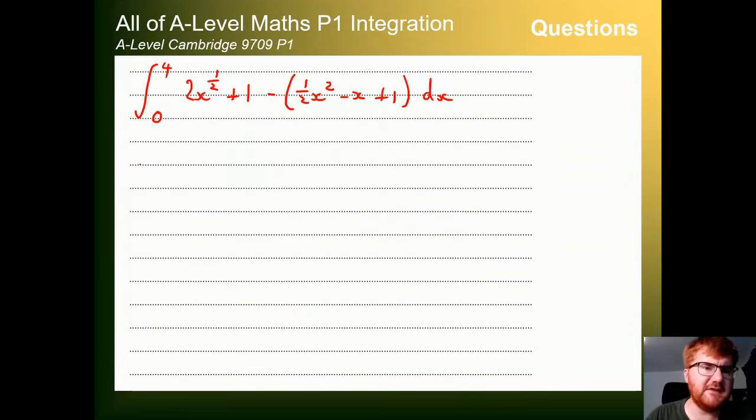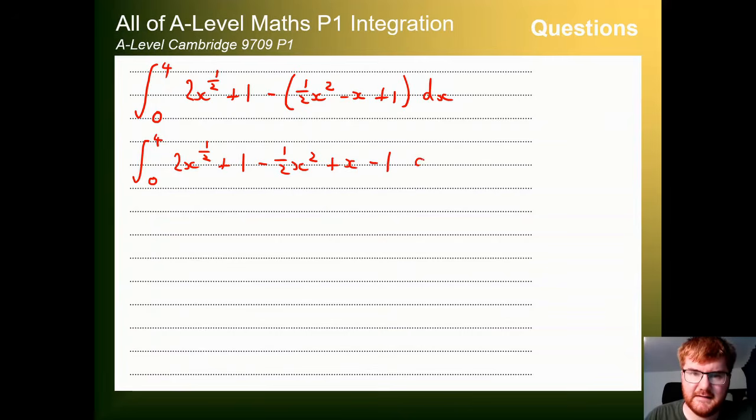I like to just get rid of this negative so we know exactly what we're integrating later on. So plus 1 minus a half x squared plus x minus 1 dx. In fact, you should always look for simplification possibilities here, and notice that this simplifies as well, so we don't have to worry about that. Let's go into our integration process here.